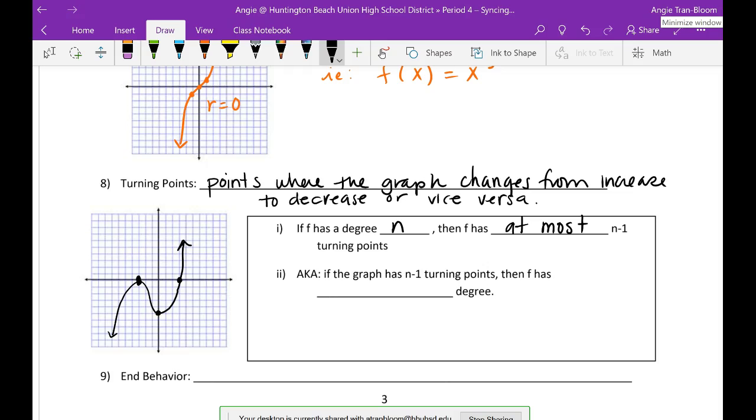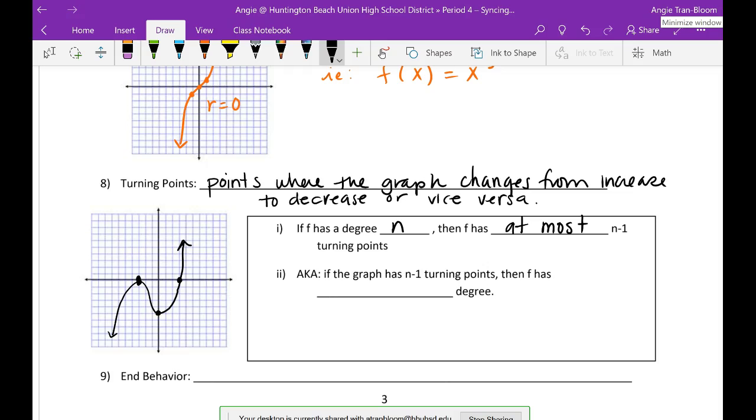If I have y equals x to the 8th, what's the degree? X to the 8th, what's the degree? 8. That means I can have at most how many turning points? 7. It's n minus 1, right?